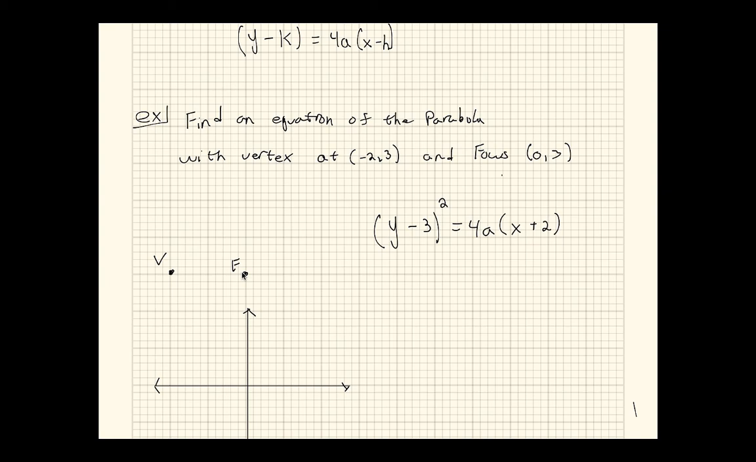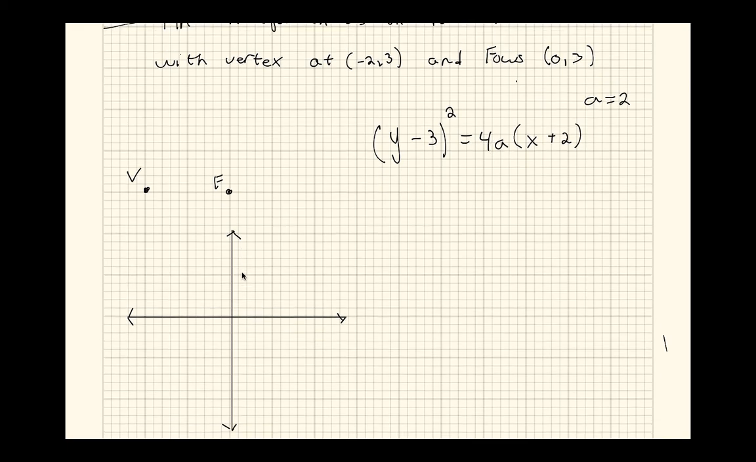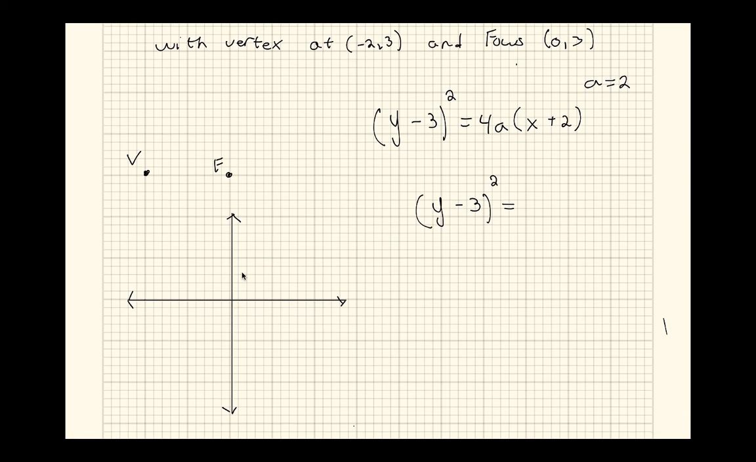So a should be 2, right? If I'm plugging in a is 2 here, then my equation is y minus 3 squared equals 4 times 2, which is 8, times x plus 2. And that is my equation of the parabola with a vertex at -2, 3 and a focus of 0, 3. All right. Hope you guys are following.